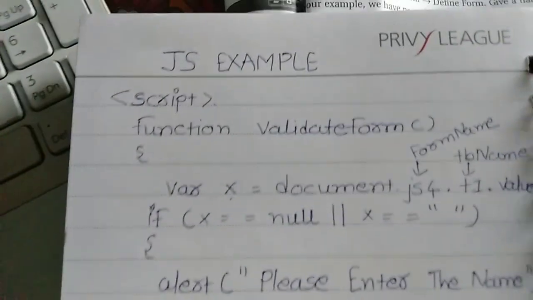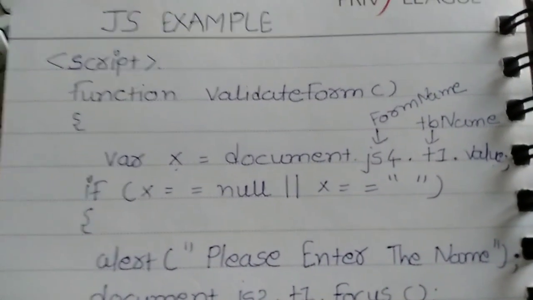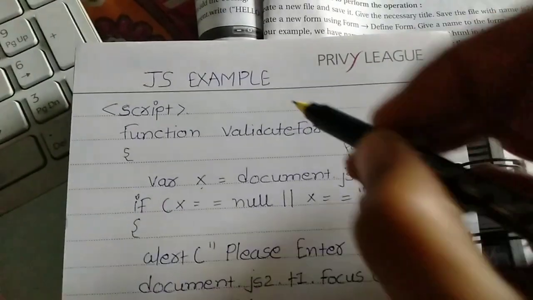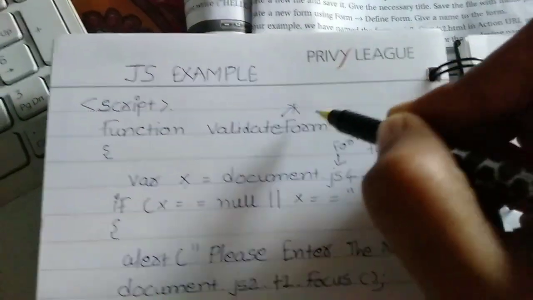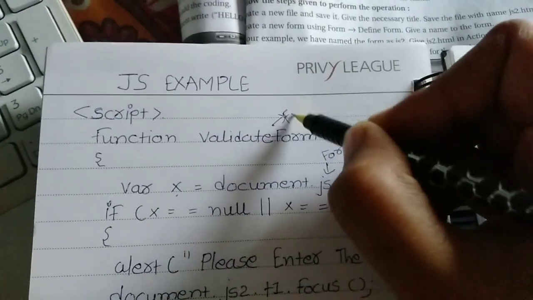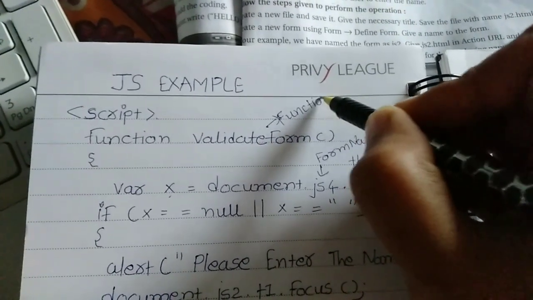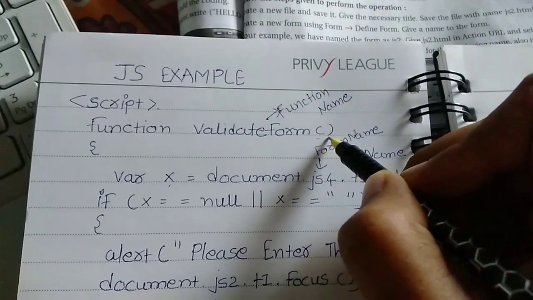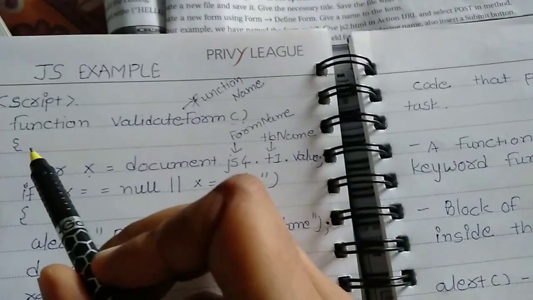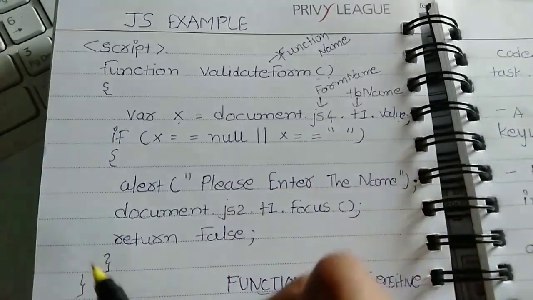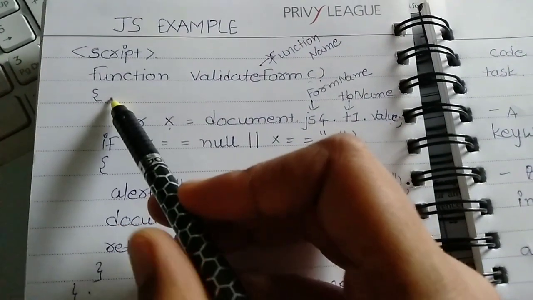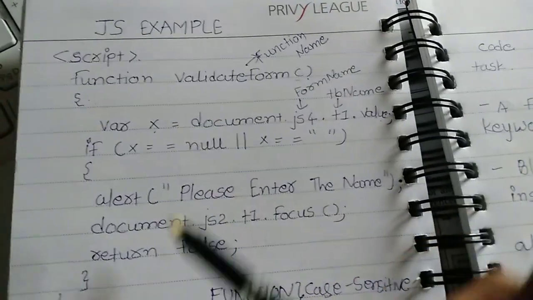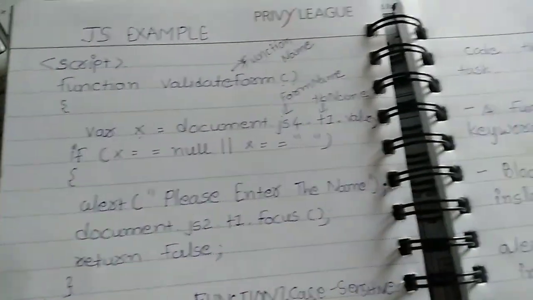So function validate form, can you see it? Validate form is the name of the function. Function name, whatever name you want, you can write it. Can you see it? Opening and closing bracket. Now the block of code is written between the opening and closing curly bracket. All the code you have to write between these curly brackets.